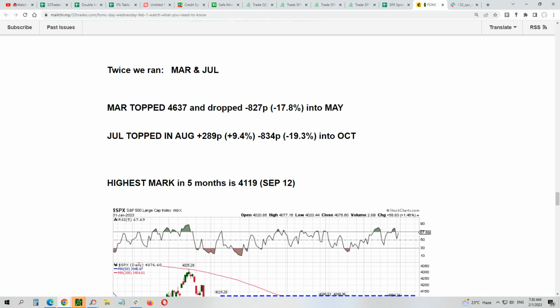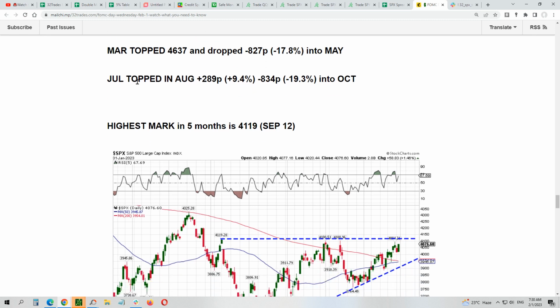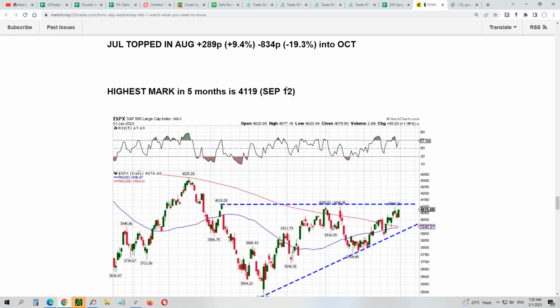The two times that we ran, March and July: March topped 46.37, only a couple of weeks after that, and then it dropped 17.8% into May. July actually had a run of almost 4 weeks when it went over there and topped 9.4% higher in August, and then had a 19.3% drop in October.